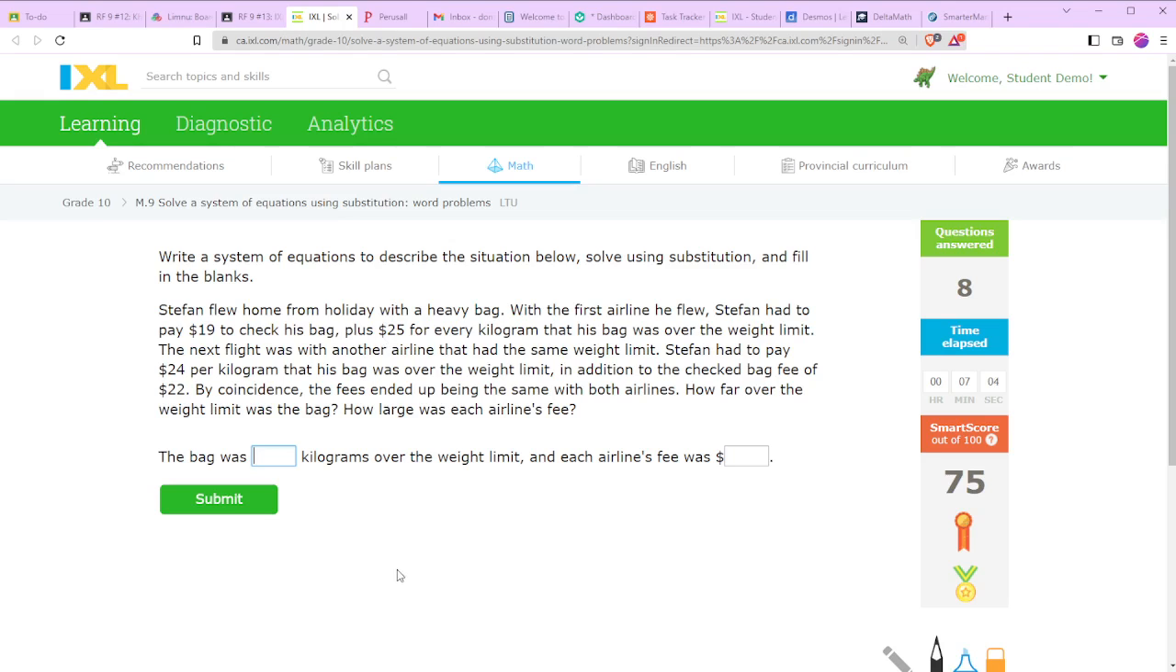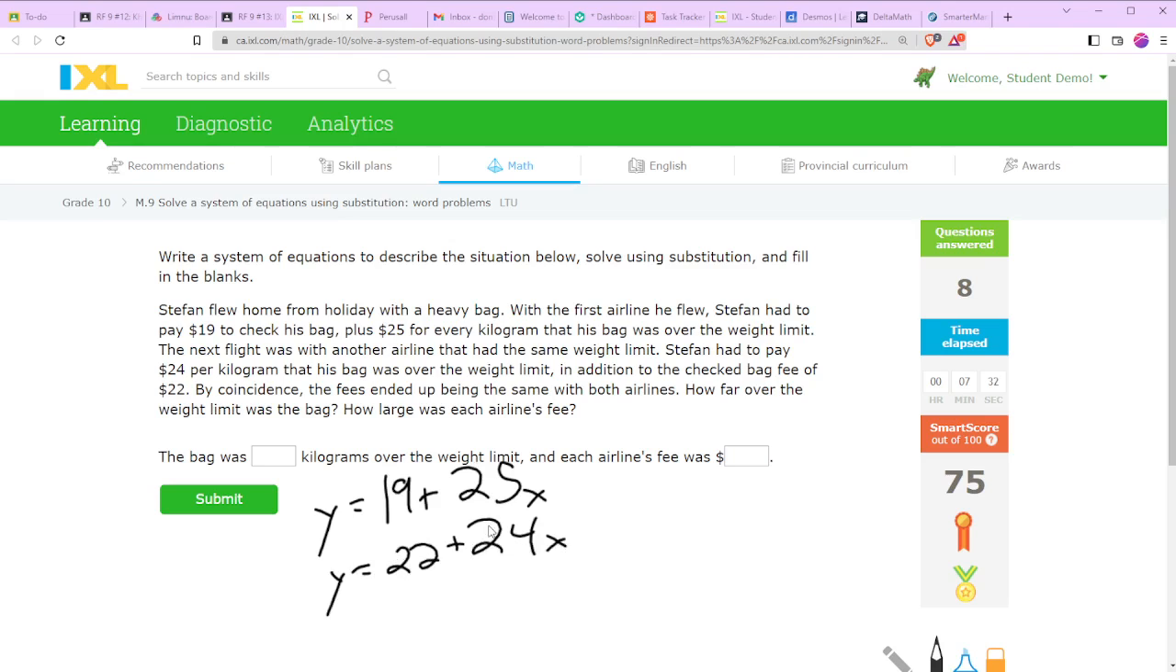Stefan flew home from holidays with a heavy bag. With the first airline he flew, Stefan had to pay $19 to check his bag. Why did I write 18? That's $19 to check his bag, plus $25 for each over kilogram. And then he had the same weight limit. He had to pay $24 per kilogram, but $22 for the check bag.